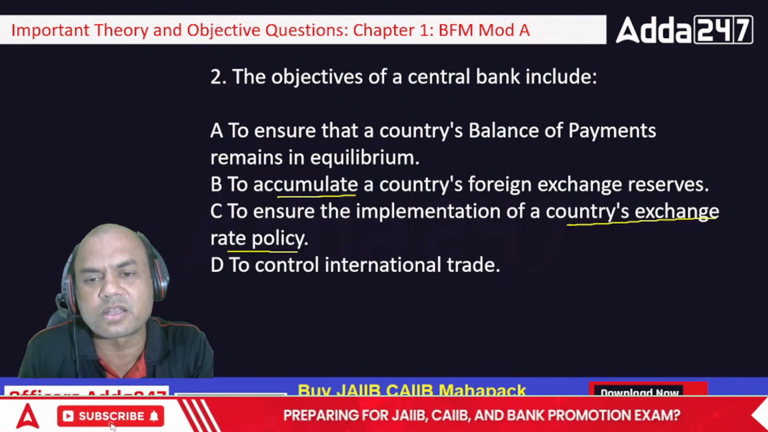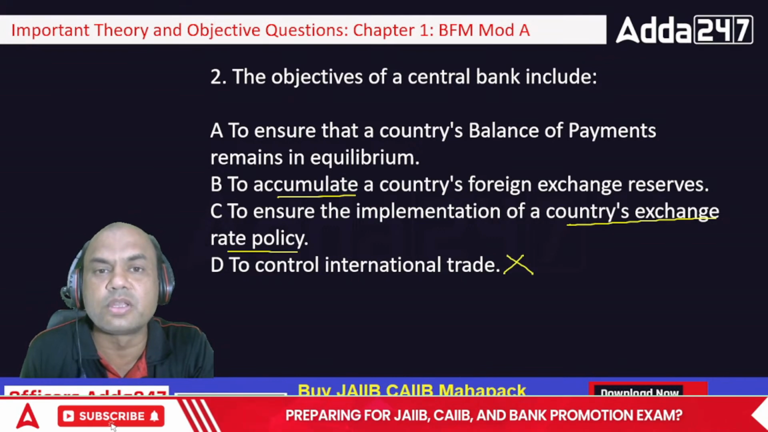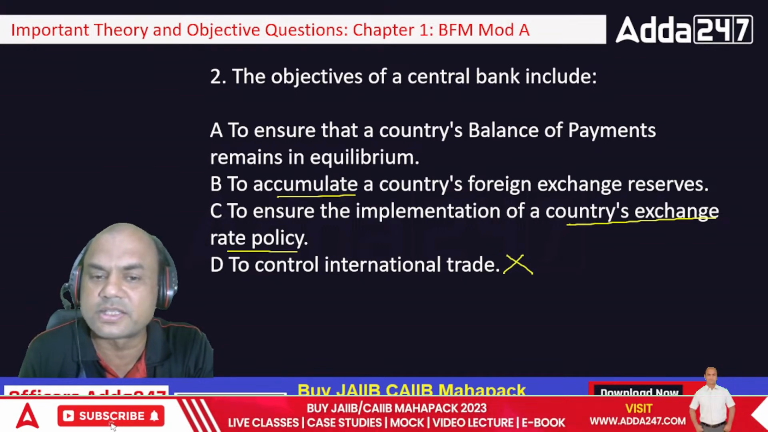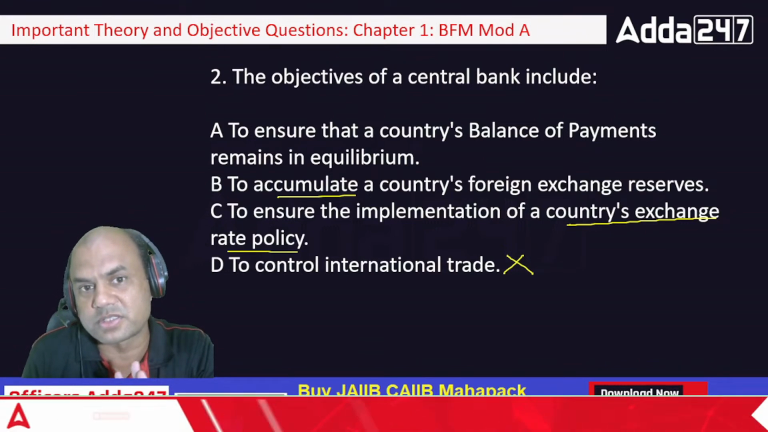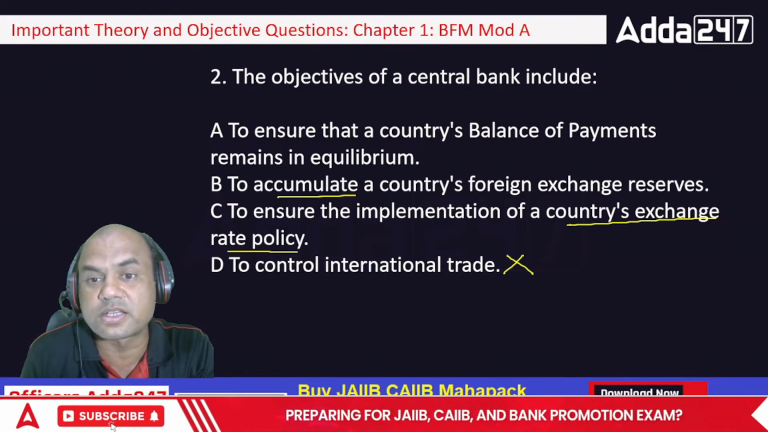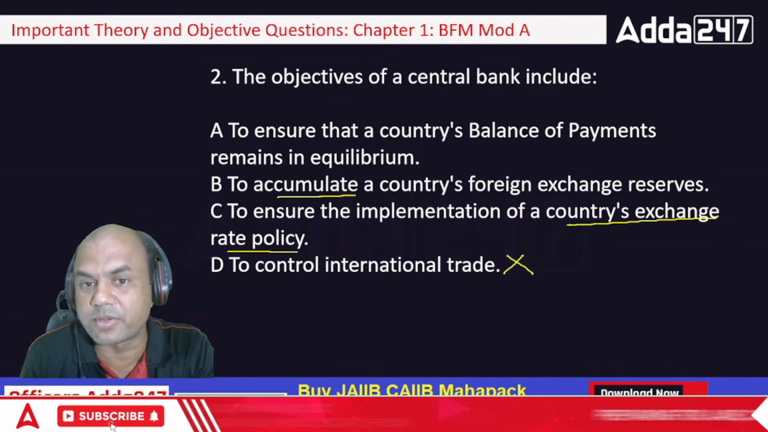So here, control international trade is out. Nobody can control international trade, right? You can only be a participant in that. So D is out. Now we have to remove from these three which seem to be the correct ones: to ensure the country's balance of payment remains in equilibrium.